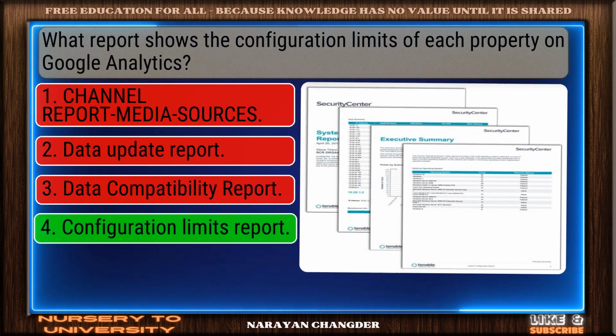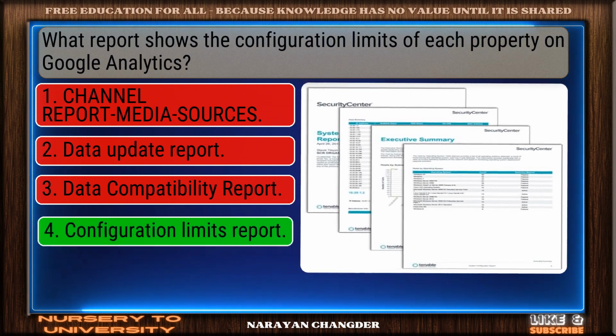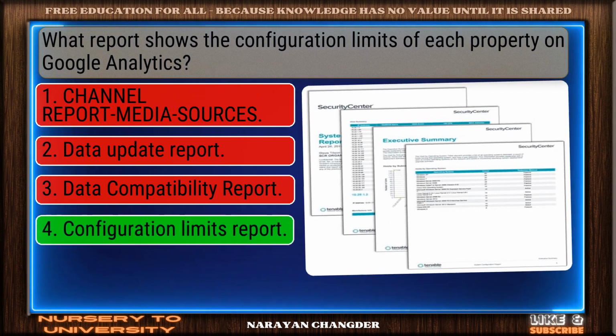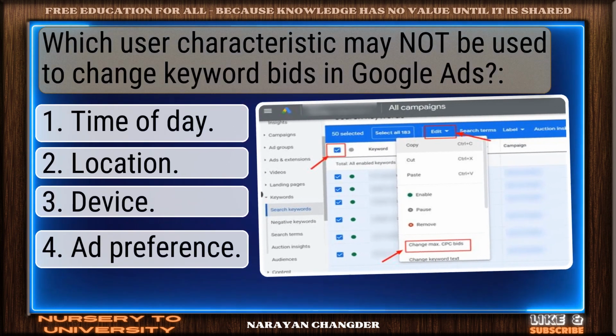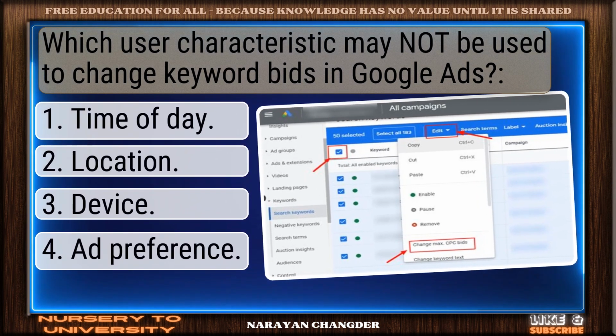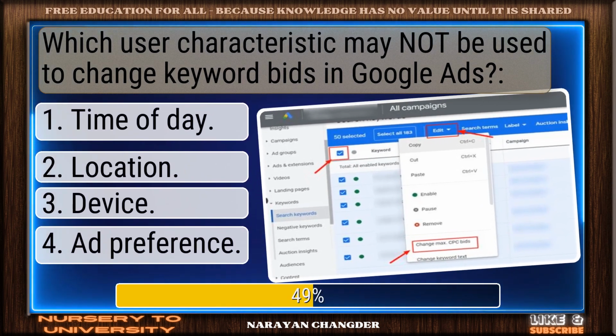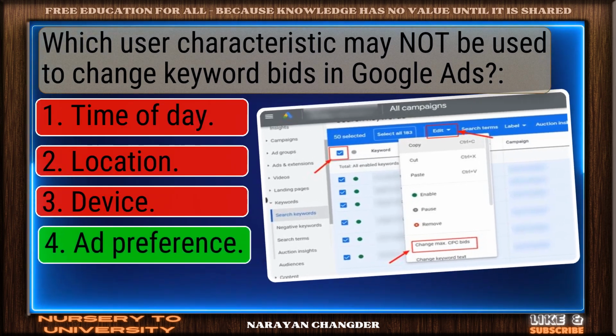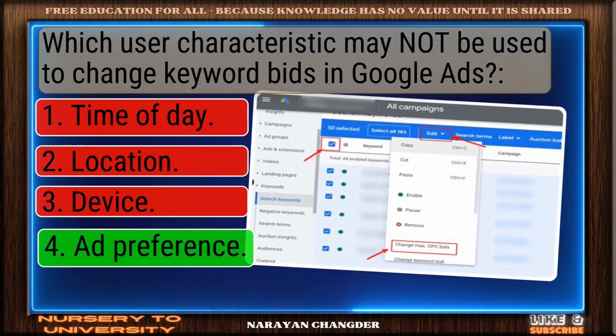Excellent choice. Configuration limits report is the right answer. Which user characteristic may not be used to change keyword bids in Google Ads? Good thinking. Ad preference is the right answer.